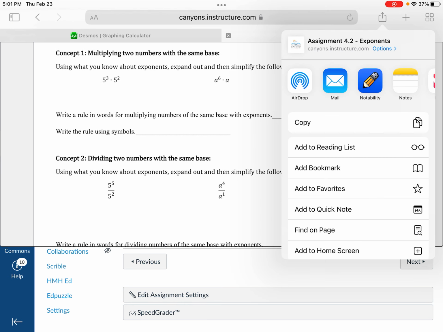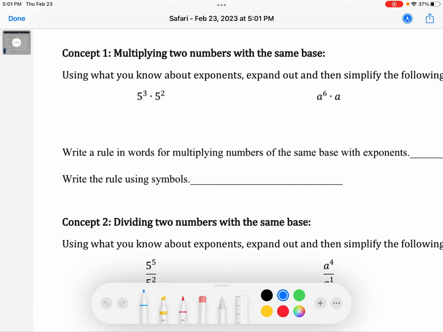Okay, so the first idea here, the first concept, is we are multiplying two numbers with the same base. Remember, the base is the number on the ground, touching the ground, the base. So 5 to the 3rd, this is 5 times 5 times 5. 5 to the 2nd, this is 5 times 5. There's a multiplication sign in between, and when you look at it this way, you say, oh yeah, it's 5 copied and pasted 5 times, so it's 5 to the 5th.